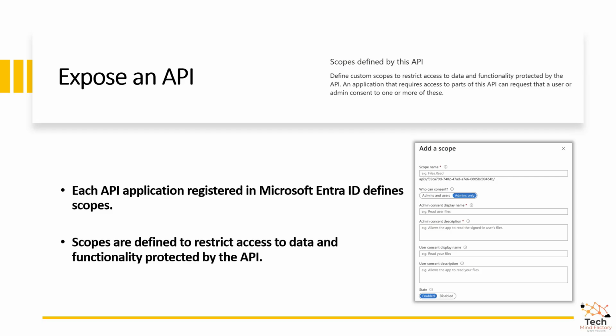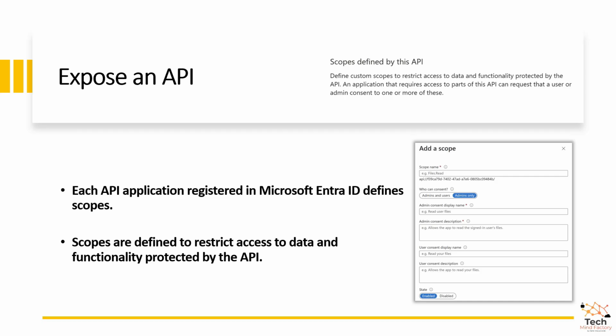Scopes are defined to restrict access to data and functionality protected by the API. So when a user is authenticating, and an application needs to access a protected resource like an API, the application needs to ask the user first, like, hey, I would like to access your files and your profile. Do you consent? Do you agree?